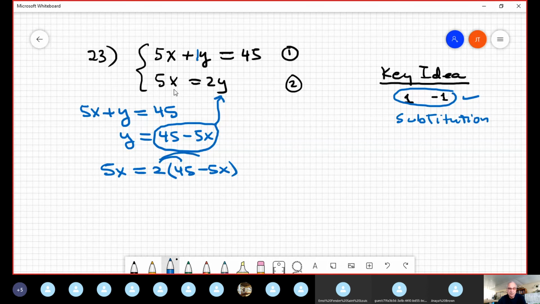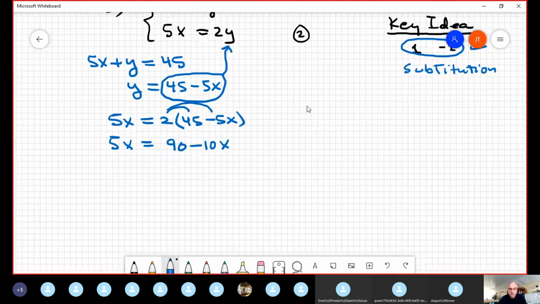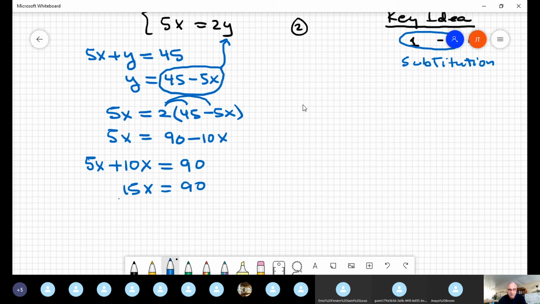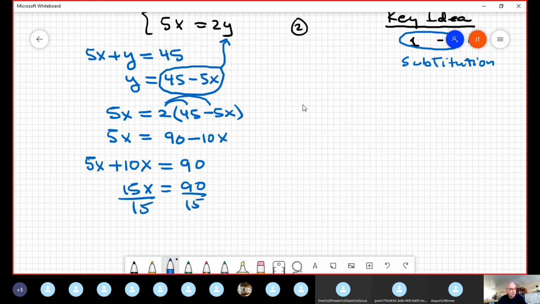You apply the distributive property here. So we have 5x is equal to 90 minus 10x. Multiplication 45 times 2, minus x. Now I try to solve for x. To solve for x, I propose you move this negative 10x to the left hand side, like a positive, so 5x plus 10x equals 90. You combine like terms, 15x equals 90, divide by 15 both sides. And you put it in the calculator, no? 90 over 15. 6. The answer is x equals 6.